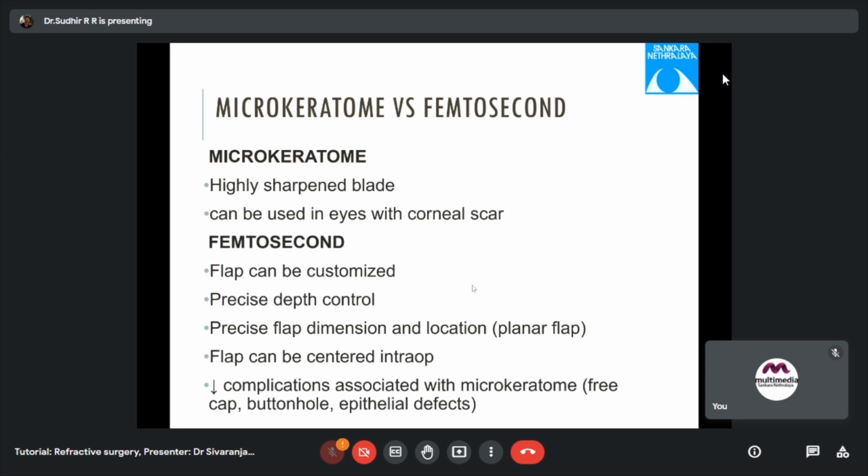So I would not suggest a microkeratome-based procedure when it is a steep cornea or a flat cornea. I would suggest femtosecond laser. Why? Because there is no indentation. The laser goes and cuts underneath it. So there is no mechanical cut, and you don't get a buttonhole or a free cap. There may be epithelial defects because of the indentation; that happens in both the procedures.